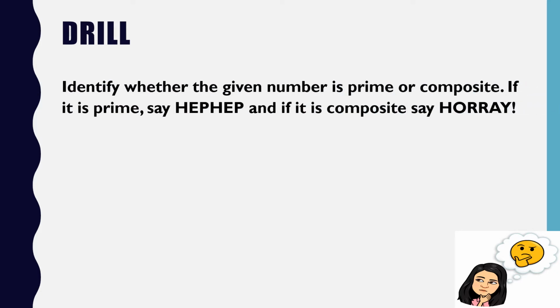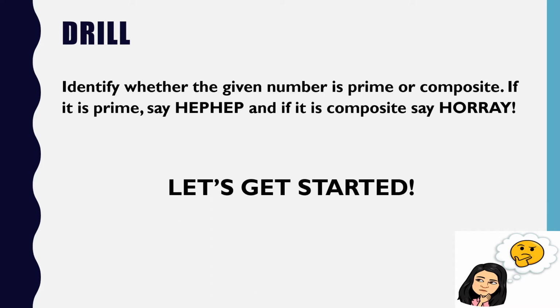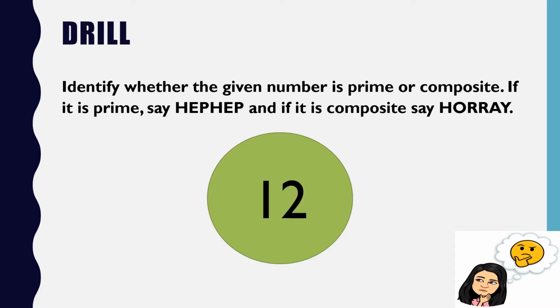Identify whether the given number is a prime or composite. If it is a prime, you're going to say hep hep, and if it is a composite, just say hooray. Let's get started. The first one is 12. Is it a hep hep or hooray? Yes, it is a hooray.